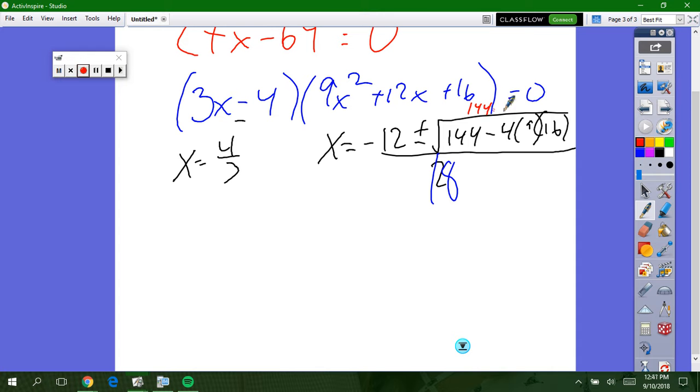144 minus 576, I believe. Am I correct in that? So made 4 times 936 times by that. Okay. So we're there. You guys didn't know that's now -12 plus or minus square root of -432 all over 18. Should we break down 432 over here?